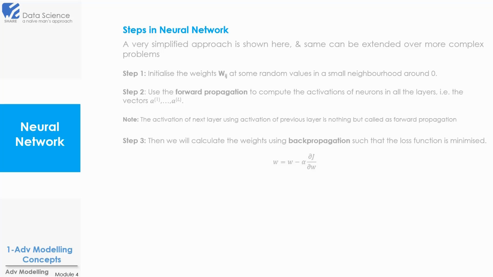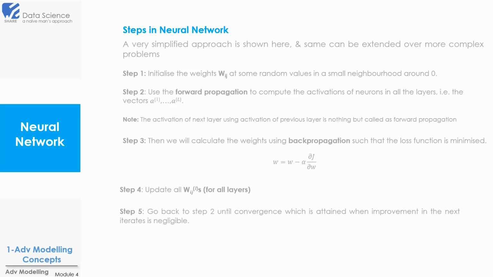Then we'll have to calculate the weights using back propagation such that the loss function is minimized. Now this is a crucial step and I'll be explaining this in a bit. But before that, let's see what are the other steps. Then in step 4, we will update the weight matrix for all the layers. So whatever weights we have calculated in step 3, we will use those weights and update our weight matrix. Then in step 5, we'll go back to step 2 again until convergence, which is attained when improvement in the next iterate is negligible. So these are the basic steps involved in a neural network.